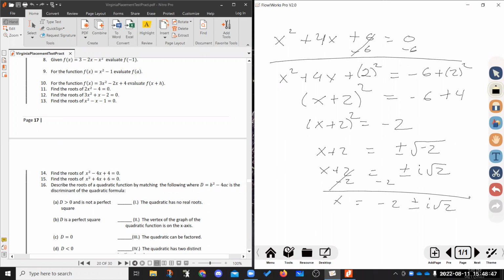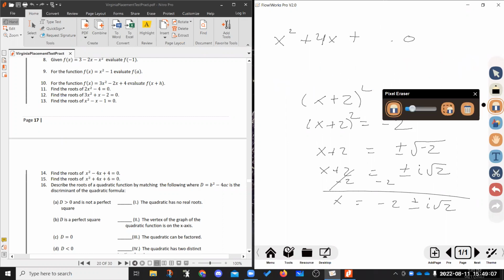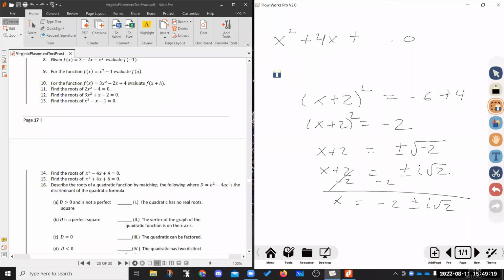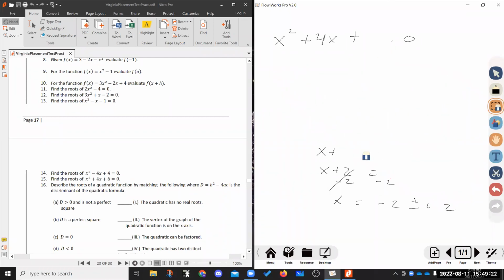That answer looks very similar to the kind of answer that I would get from the quadratic formula, because it is the answer that I would get from the quadratic formula. Let's go ahead and get the answer from the quadratic formula and show you that it's the same thing. Let's just erase here. Okay, and this was a 6 over here.